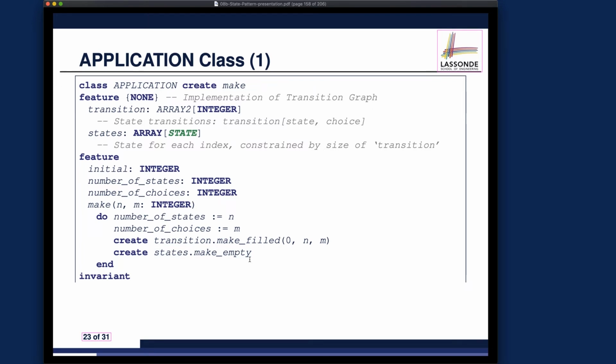And what could be the class invariant over here? So let me ask you this. If I want you to write an invariant about the size of the transition table, the dimension, it's a 2-dimensional array. So what should be the relationship between the dimensions of the transition table and the number of states and also the number of choices?